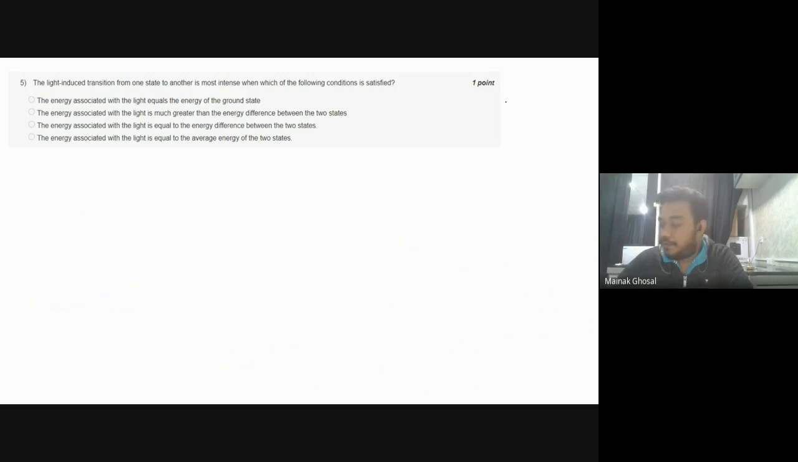So from these four options, the energy associated with light is equal to what? Is it equal to the energy of the ground state, or much greater than the energy difference between two states, or equal to the energy difference between two states, or equal to the average energy of the two states? So in what condition is the intensity of the transition maximum? Okay, so what should be the answer?